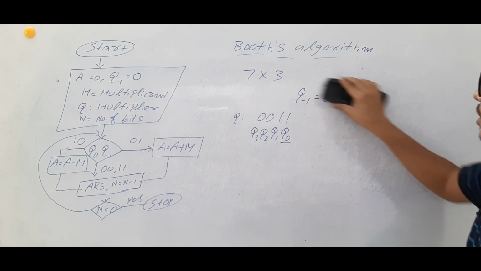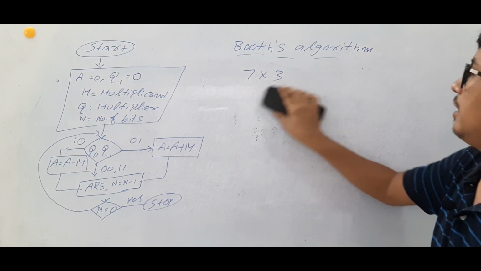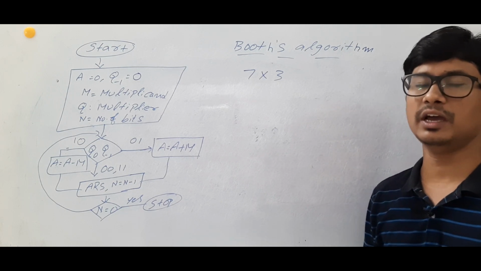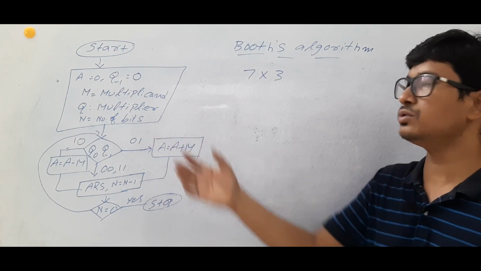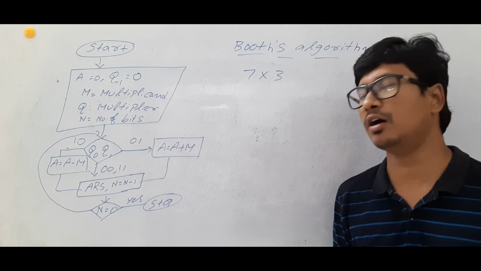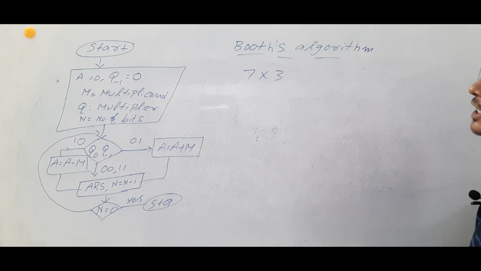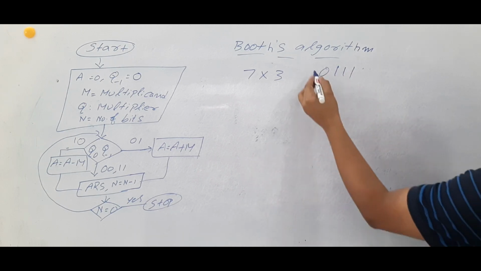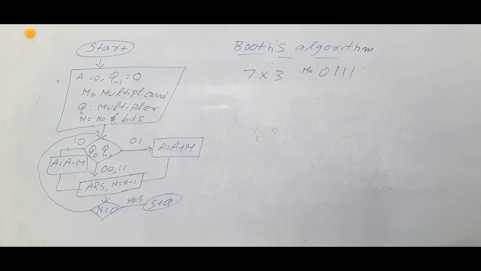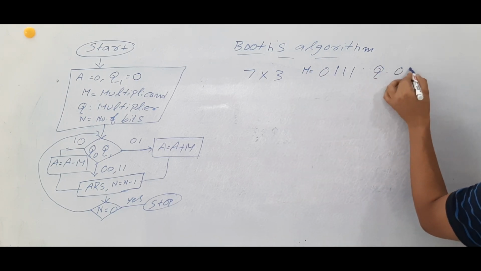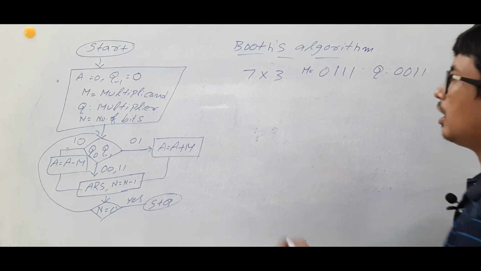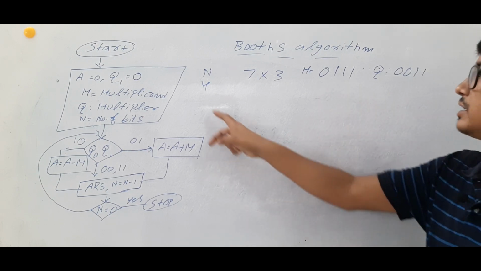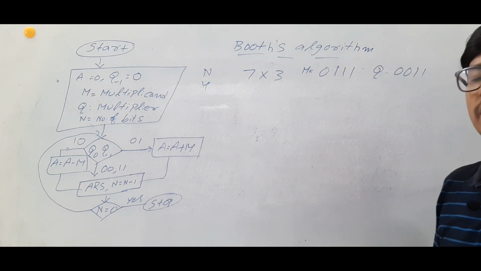Now, to explain this procedure, I have taken an example of 7 into 3. If I perform 7 into 3, I should get 21. Let's see whether, by using Booth's algorithm, I will get the value 21. Now, M is the multiplicand, which is 7. In 4 bits I will represent it as 0111. This is my M. What is my Q multiplier? It is 0011. Now I will take the n value as 4, because the multiplicand and multiplier are represented as 4 bits.